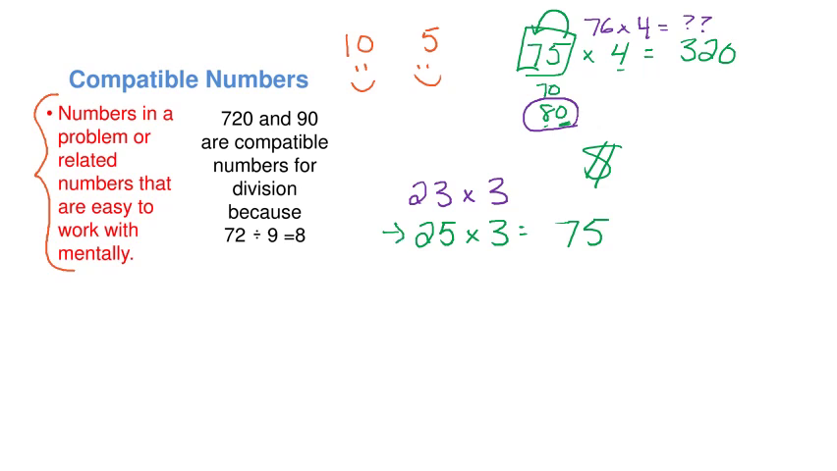The example that they've given us on the screen here, 720 and 90 are compatible numbers for division because the 72 and the 9 work out to 8. So we know that 720 divided by 9 is 8 with the 0, because we have 1 0 here, so we have 1 0 here. So finding compatible numbers, usually you're looking for 10s and 5s, but not always. Sometimes you're looking for numbers that you're familiar with as well.